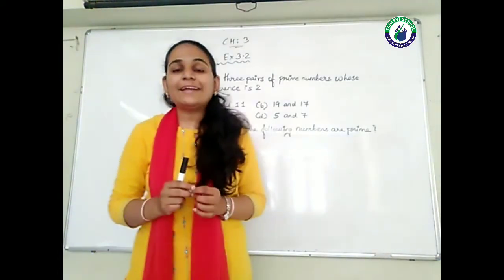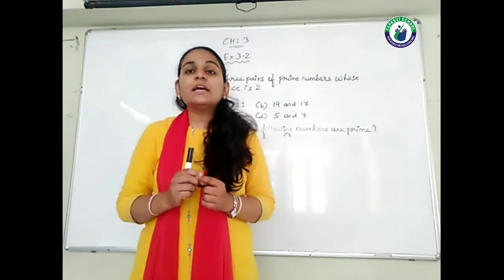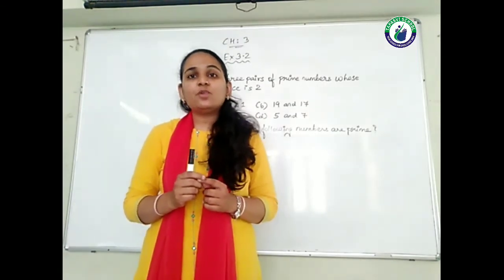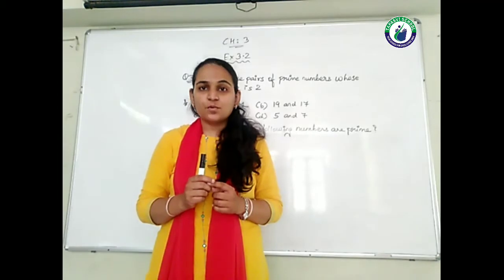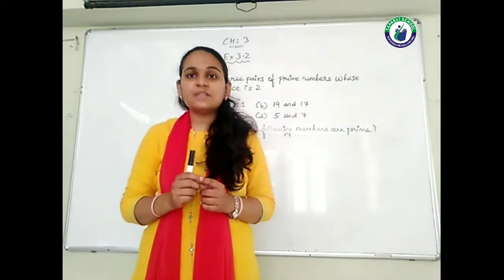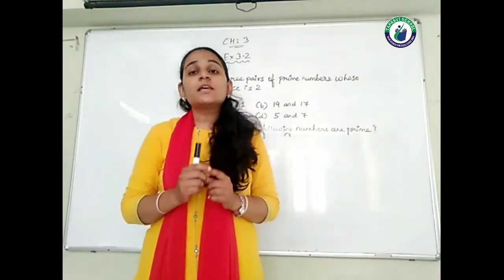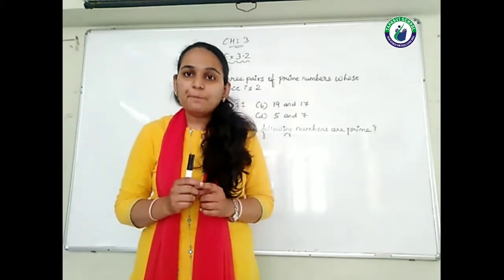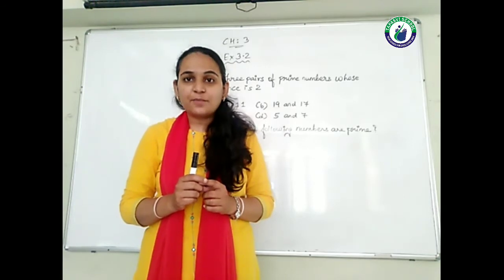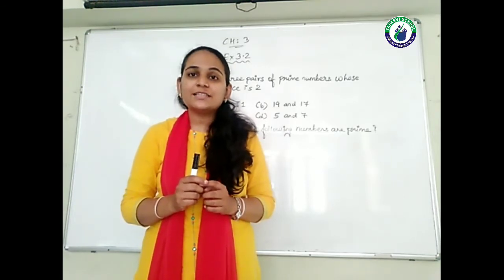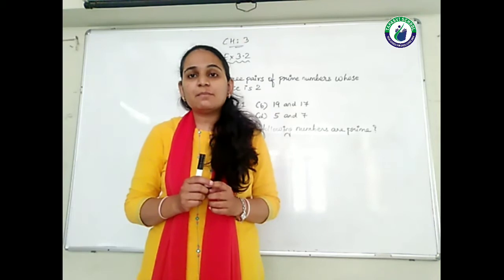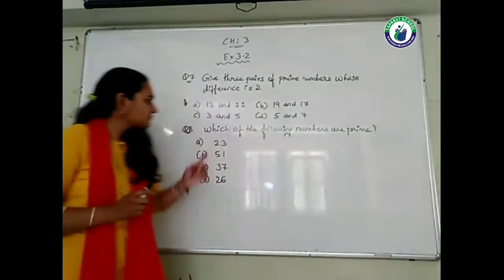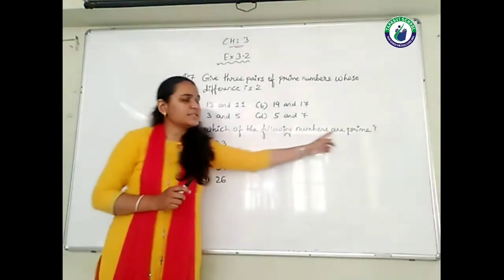Students, along with that, I want to give one more piece of information: when you subtract two prime numbers and you get the difference as 2, such prime numbers are also called twin primes. Twin primes, right? When you subtract the prime numbers and get the answer as 2, such prime numbers are called twin primes. Is it okay, students?